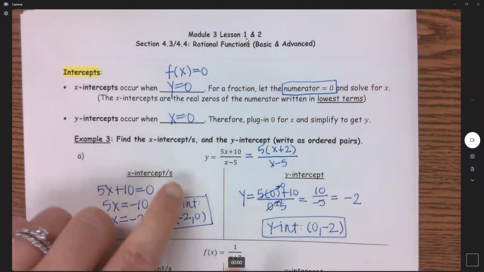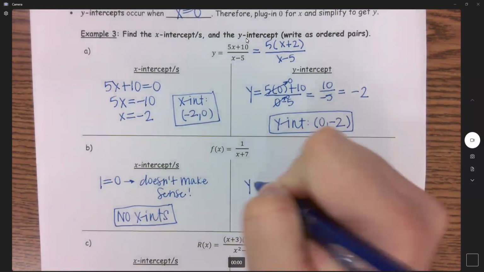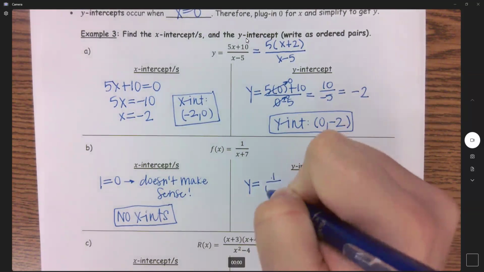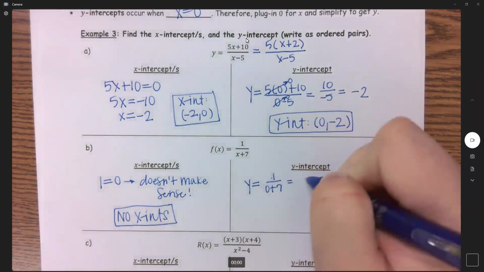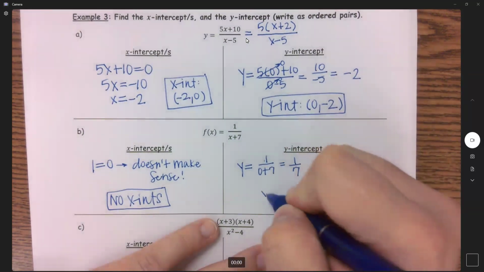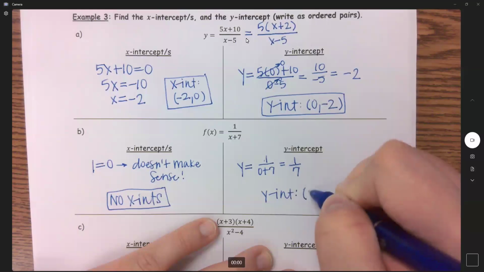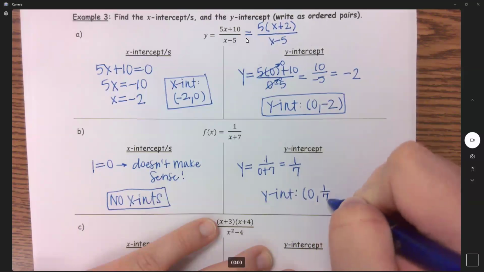So here to find my y, we plug in a 0 for x and simplify. So I get y equals 1 over 0 plus 7, to get 1 over 7. So if we write that as an ordered pair, my y-intercept is at the ordered pair 0, 1/7.